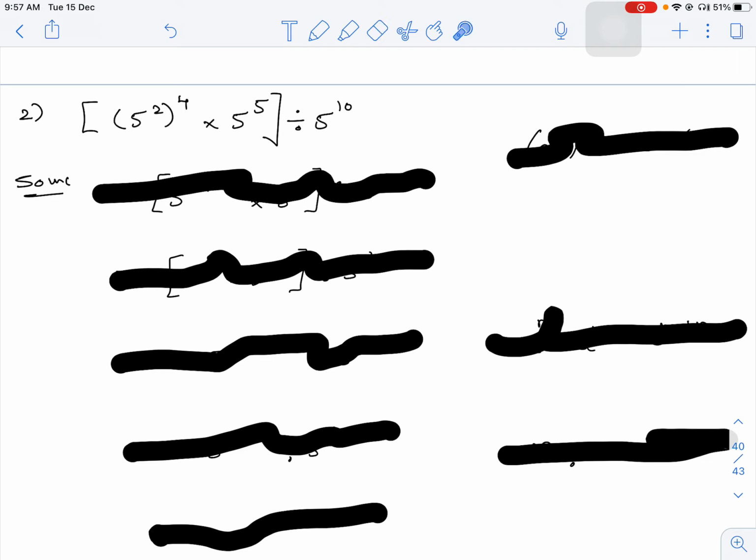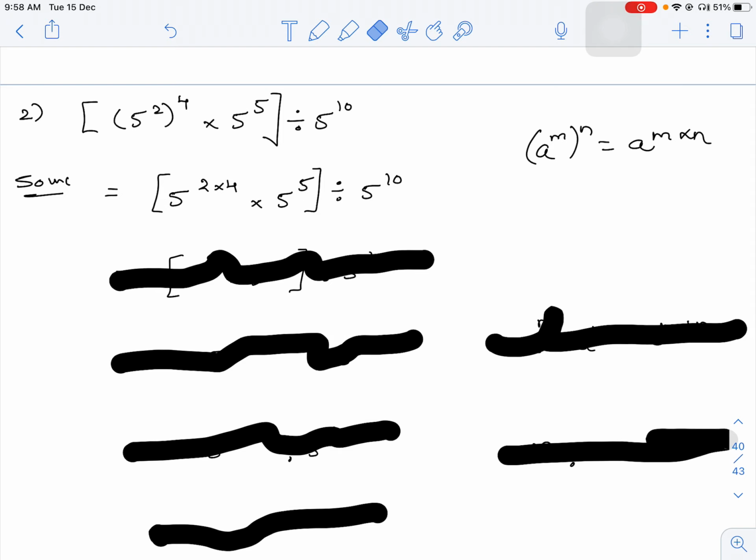Here we have in a square bracket, then a curved bracket, 5 raised to 2 raised to 4 into 5 raised to 5, then that total is divided by 5 raised to 10. First we will solve the bracket. In this bracket one more bracket is there, so first we will solve this one. It is of the form a raised to m raised to n, that is power to power. Whenever a number has power to power, we multiply the powers. So here also we will multiply these powers.